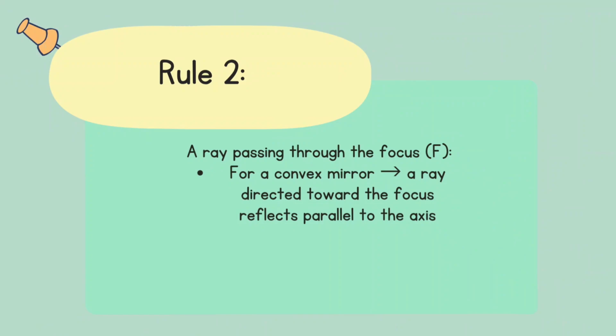Rule 2. A light ray directed towards the focus, F, of a convex mirror, after reflection, travels parallel to the principal axis. Again, we have a convex mirror. First, draw the principal axis and mark the pole, P, focus, F, and center of curvature, C.